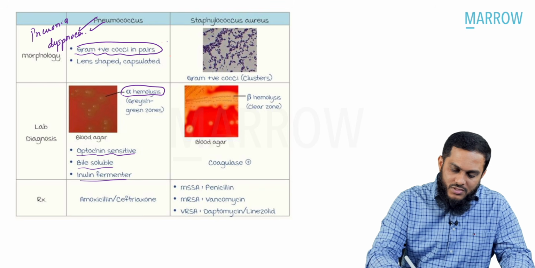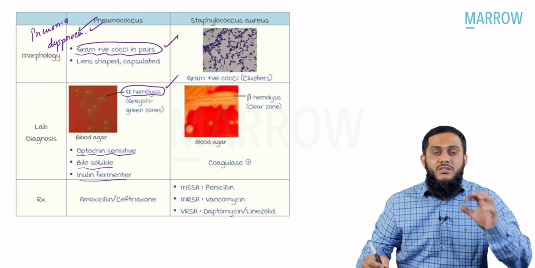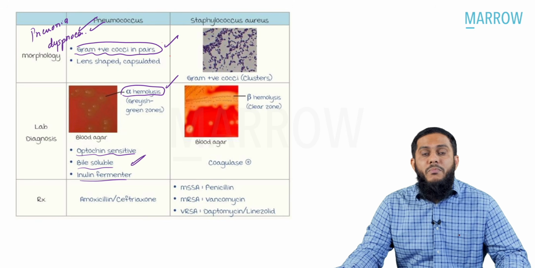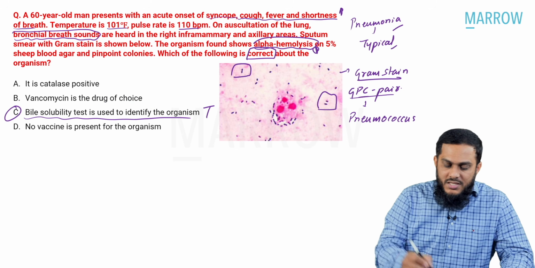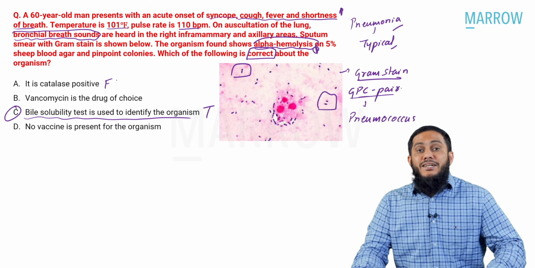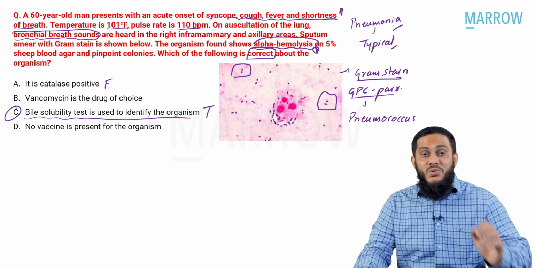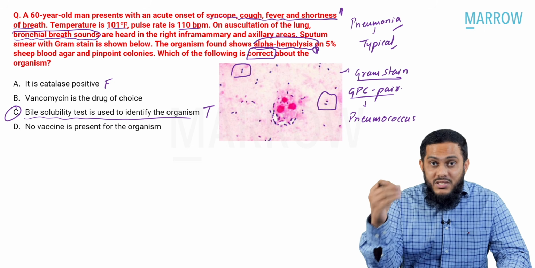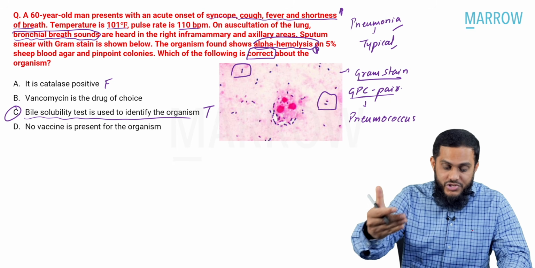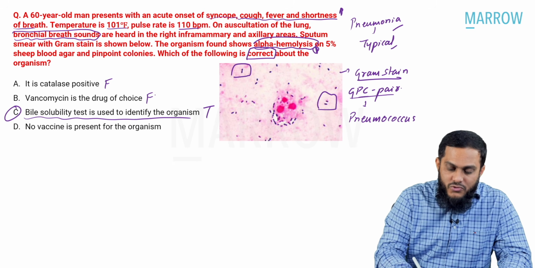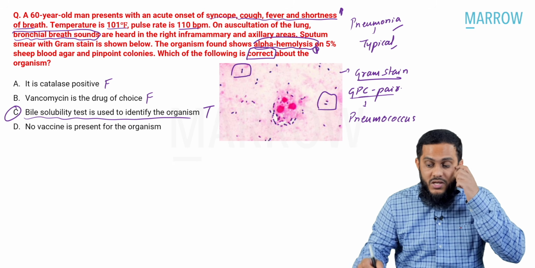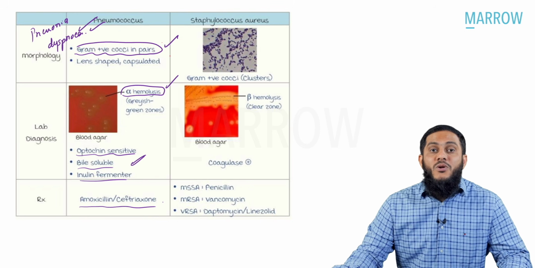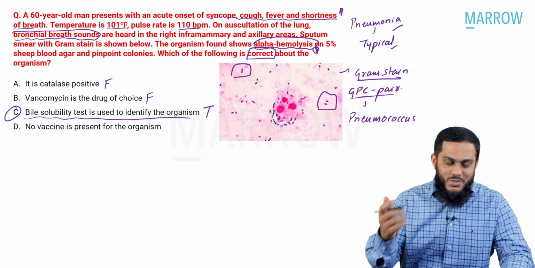Clinical picture, then microscopy picture, and then culture picture is in the question, and in the options they're asking the biochemical test, bile solubility. Is it catalase positive? False, it is catalase negative. That is also in the revision class notes, that streptococcus, pneumococcus, enterococcus are catalase negative. That is also there in general microbiology. Vancomycin is a drug of choice? False, vancomycin is not a drug of choice. Again, we have written here that amoxicillin or ceftriaxone is a drug of choice. Again, that is also there in class notes.